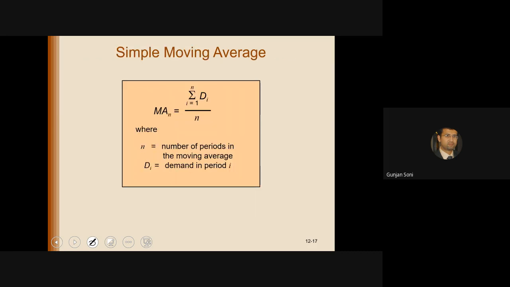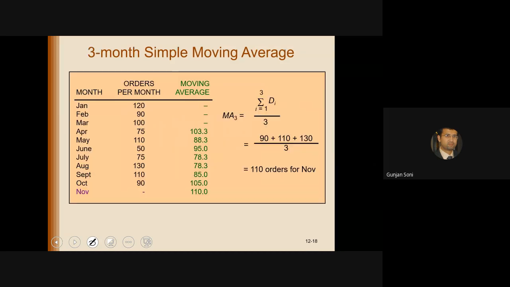Then simple moving average. The second one, in which this is the formula, we sum up the demands. When we are doing simple moving average, we have to define the number of periods of the moving average. Let's say a 3 month moving average means that I will consider the demand of the previous 3 months, take the average of the previous 3 months, and that will be the forecast for the fourth month, the current period. So Di is the demand in the period, and n is the number of periods in the moving average. So let's see what it means.